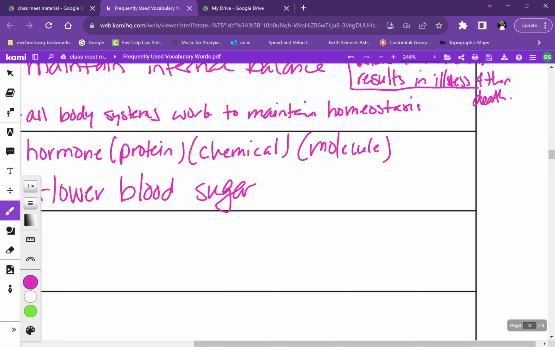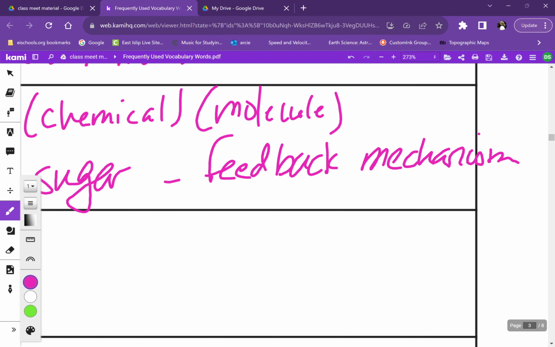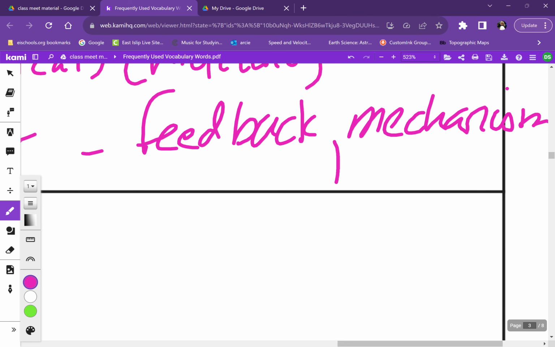And insulin is part of a feedback mechanism. So if you have too much sugar, your body releases insulin. It tells your cells to absorb that sugar from the blood, and it maintains a certain range. What you'll see here is your blood sugar going up and down, and we want to maintain homeostasis, maintaining balance right there in the middle.